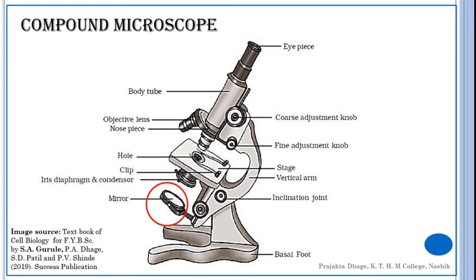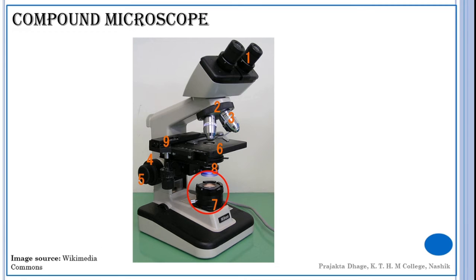Okay, let's begin with the light source. In this particular image, what you can see, highlighted with a red circle, is the mirror. A reflecting mirror is placed below the stage, which reflects the sunlight on the object. Nowadays, microscopes have inbuilt illumination systems in the form of electric lamps. Can you see a red colored circle here? This highlights the light source.